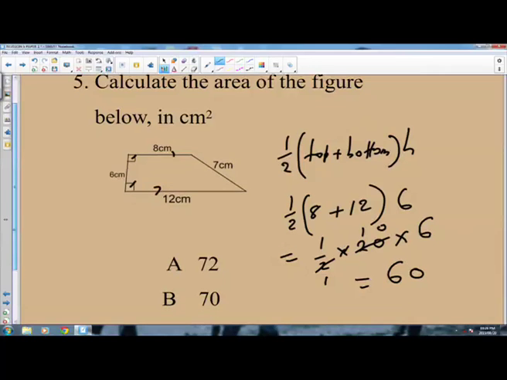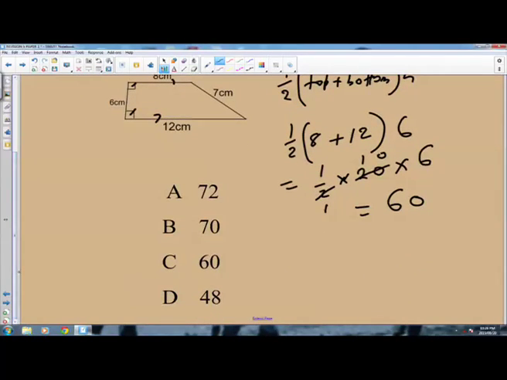Now check. Do we have the answer 60? This is what we have. A is 72, B is 70, C is 60, D is 48. So the answer is C, which is 60.